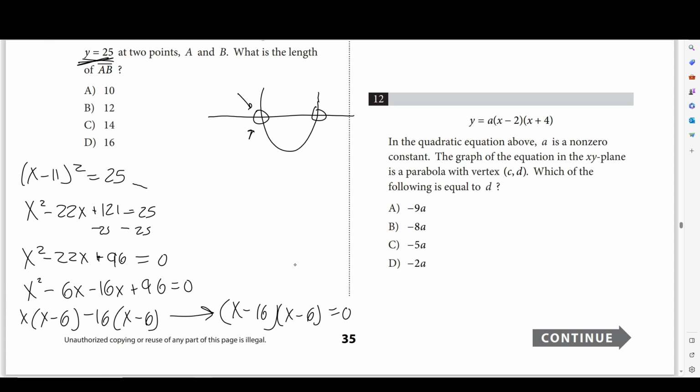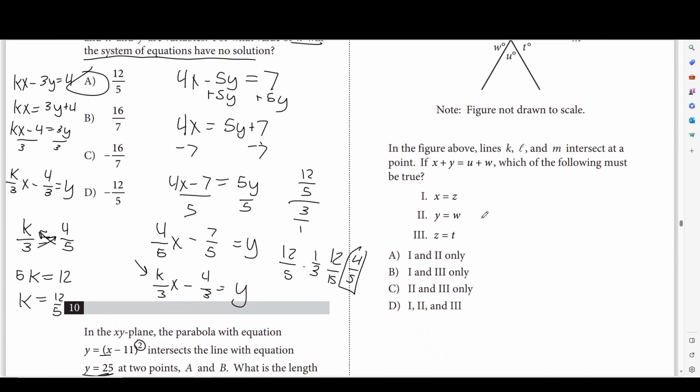So the answer isn't negative 16 and negative 6. It's 16 and 6, right? Because 16 minus 16 is 0, and anything times 0 is 0. And here, if x is 6, 6 minus 6 is 0, and anything times 0 is 0. So the points of intersection really are x equals 6 and x equals 16, right? Now, it's asking us the distance between them, right? If this is point A and it's at 6, and this is point B and it's at 16, what's the difference between A and B? Well, in order to get from 6 to 16, you have to add 10. So the length of AB has to be 10.